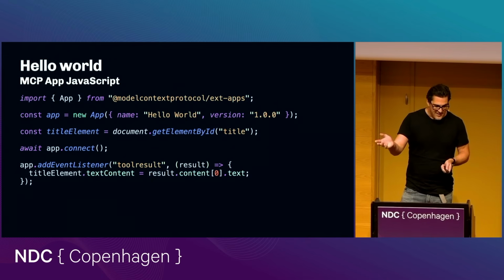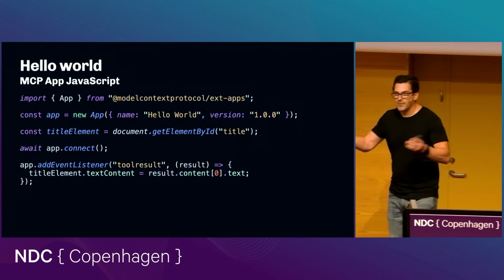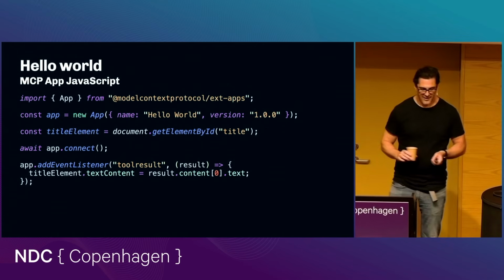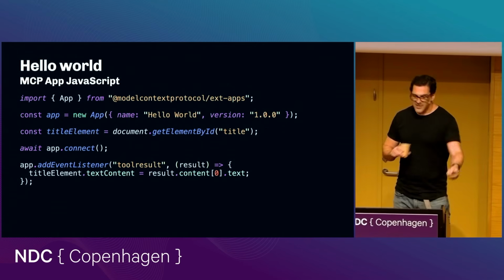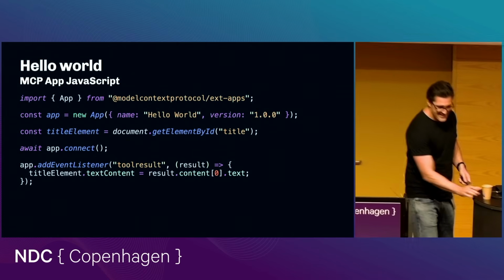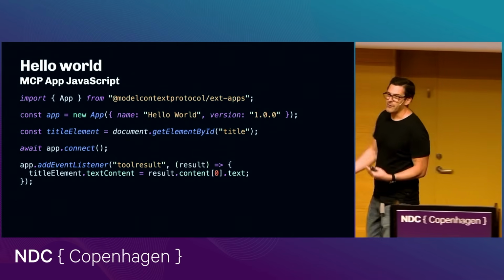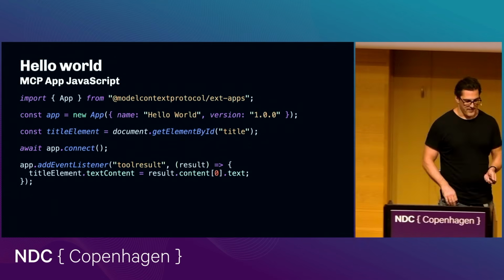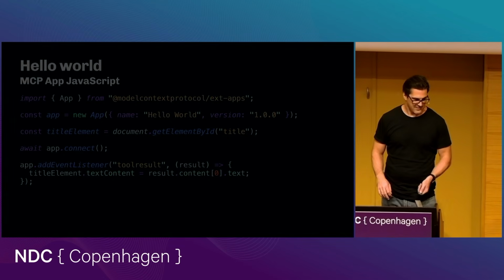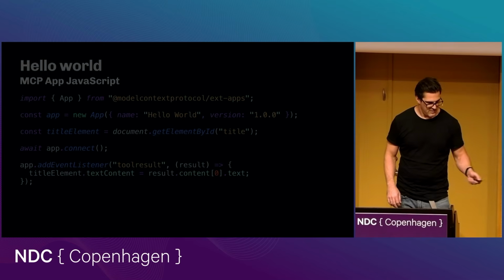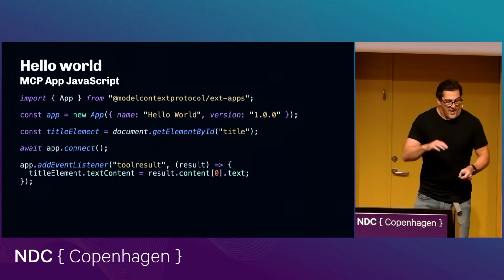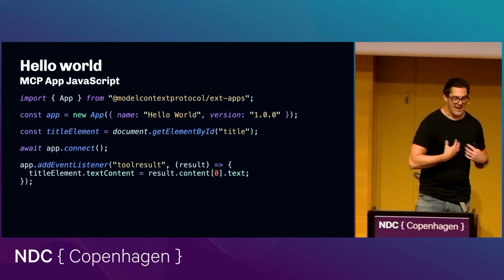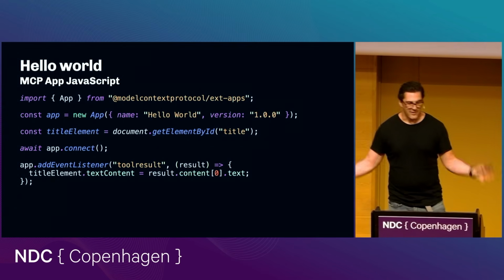But the JavaScript then looks like this. We import the app object from the model context protocol ext-apps package. And that is the thing that we're going to use to communicate between our application and the host. We get the title element so that we can add something to it. We connect to the app. That's where our HTML is going to connect to our host.